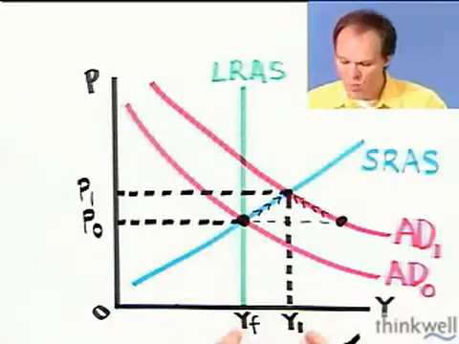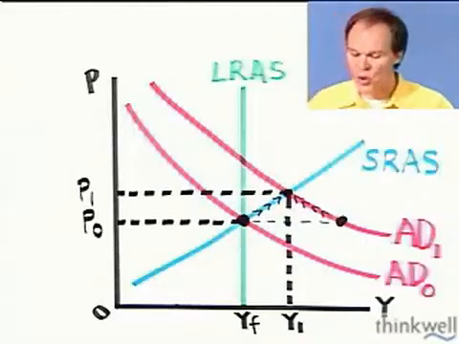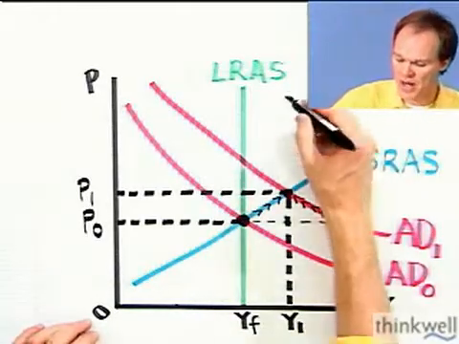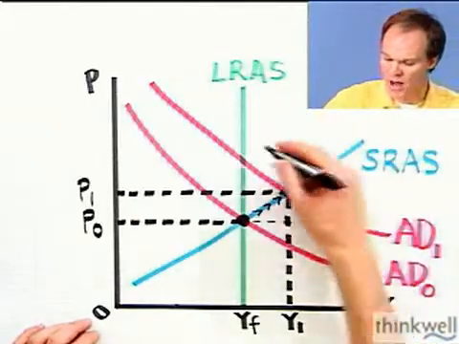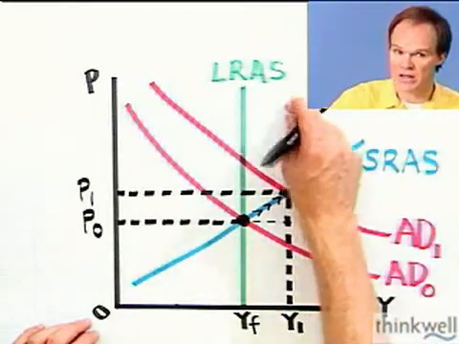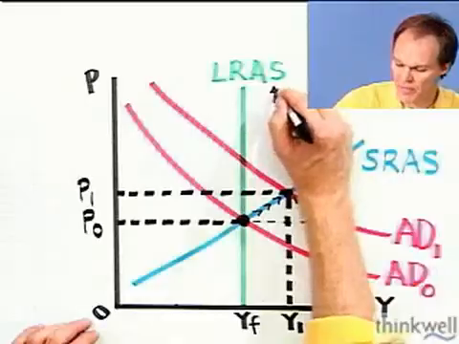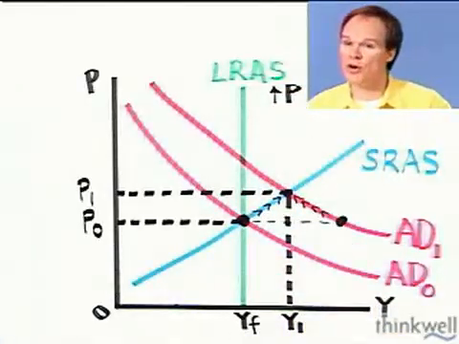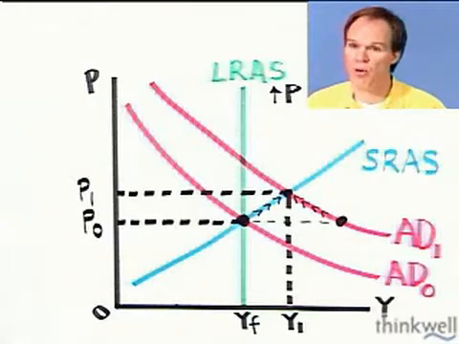Now, because Y1 is greater than YF, this short-run position is unsustainable. And what we get then is an upward movement of prices. Because we are exceeding the speed limit, the price level begins to rise. Firms begin to compete aggressively for workers and raw materials, pushing up prices.